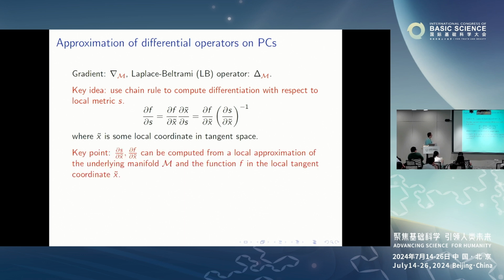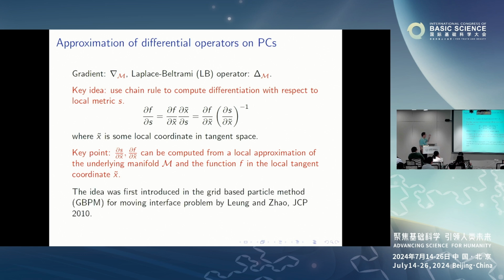Okay, so as I said, the key point is this can be computed from a local approximation of the manifold M and the function f. And the tangent coordinate is a good one, right? Locally you can linearize that. Your manifold you can regard as a well-defined function in this tangential coordinate. That's all it says. We already used this idea in our earlier work, but it was mainly trying to do the moving interface problem.